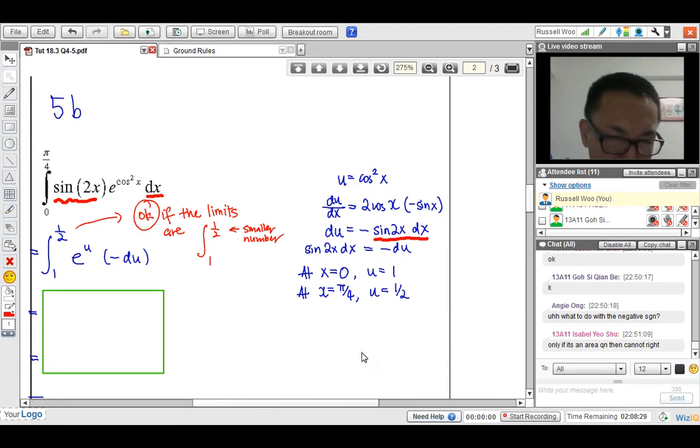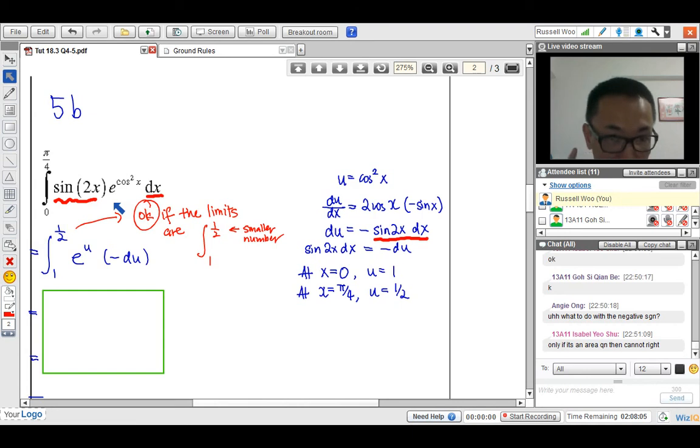Okay, can I just add a caveat to what Isabel said? Okay, look. If the original expression is an area that you want to find, that means you integrate from 0 to pi over 4. This is the graph. You want to find area. This first line has nothing wrong.